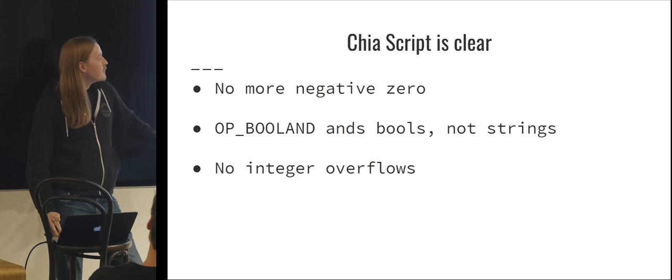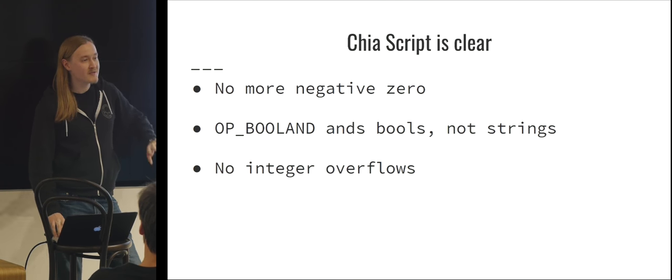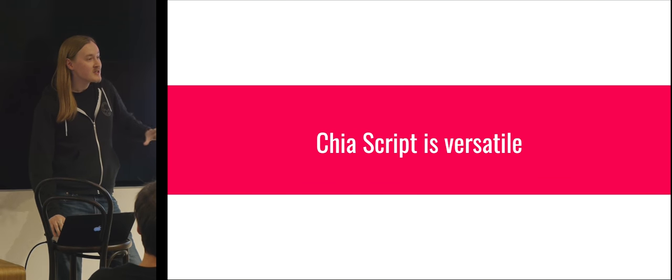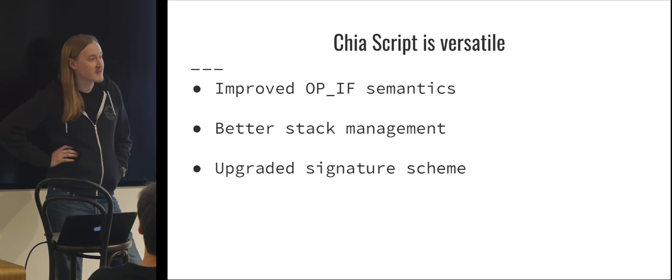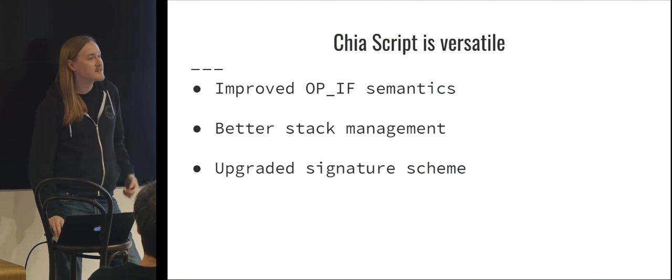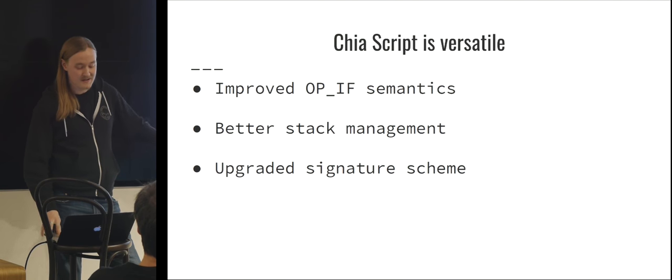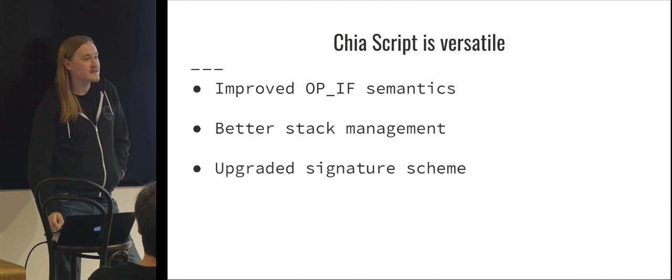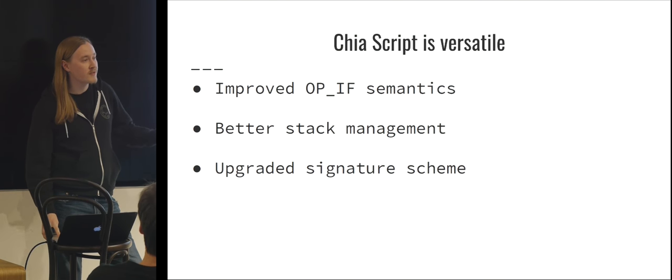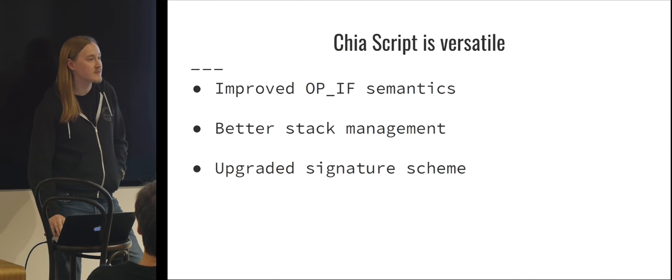Anyways, so no more integer overflows, no more negative zero, none of that weirdness. Chia Script is versatile. We're going to support more things in better ways. So we're going to change the opif semantics, we're going to have better stack management opcodes, no more oppic, and we're going to use an upgraded signature scheme. So we're completely dropping opcheck-sig, opcheck-multi-sig, and the verify versions of those.